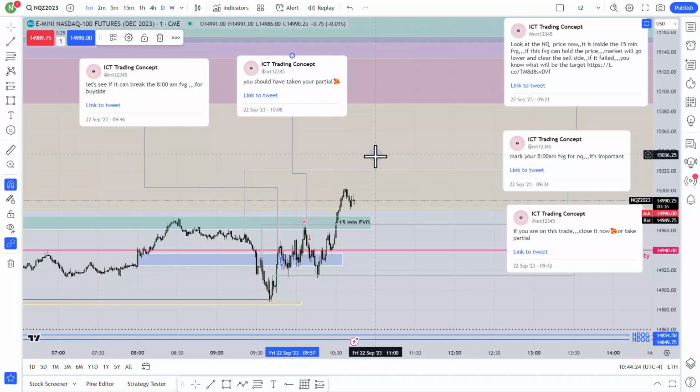And one thing which is very important, whenever I will show you something on my chart, you have to go back to your chart and you have to mark them. Otherwise, you can't learn. So it's very important.